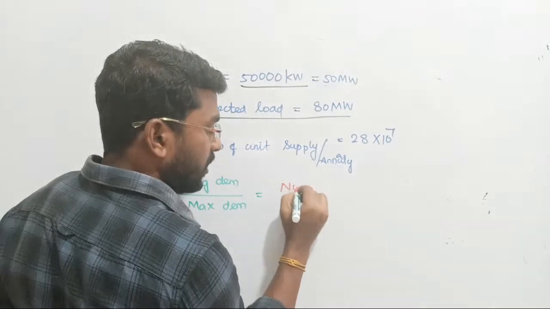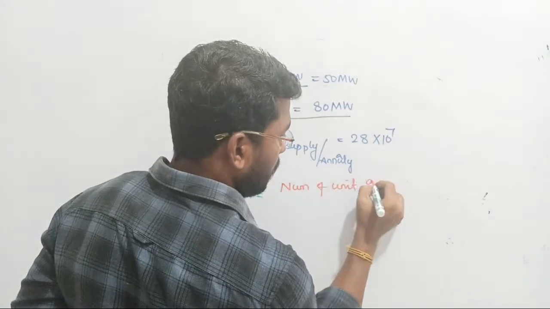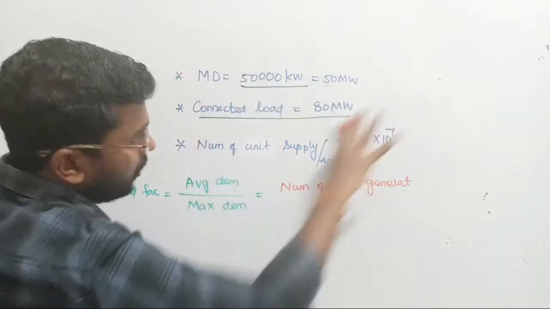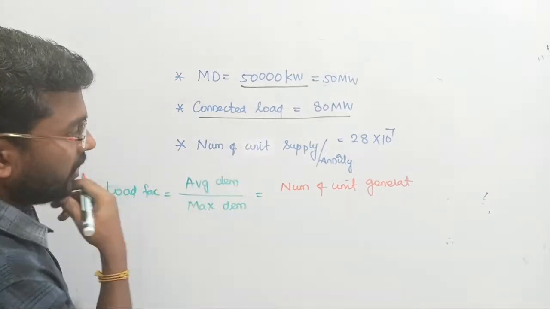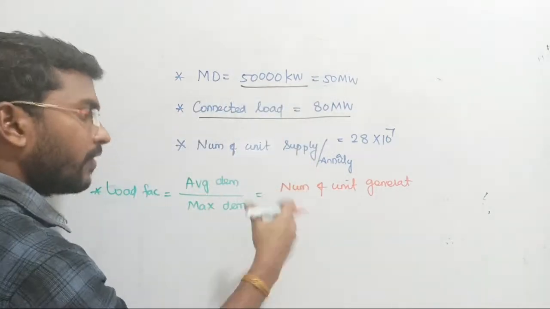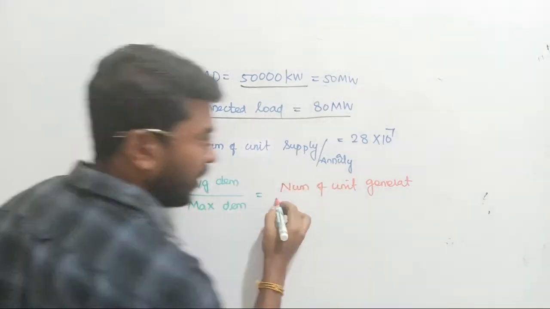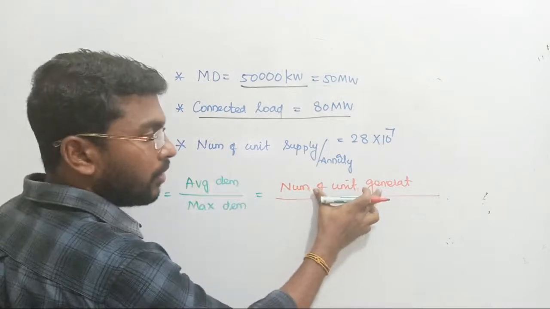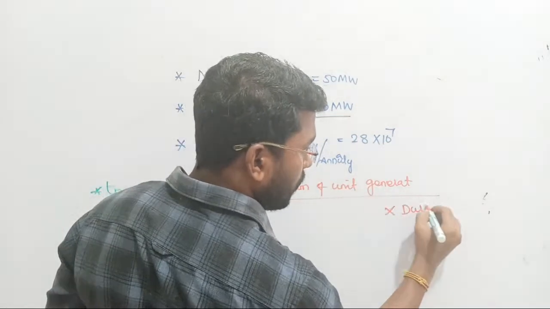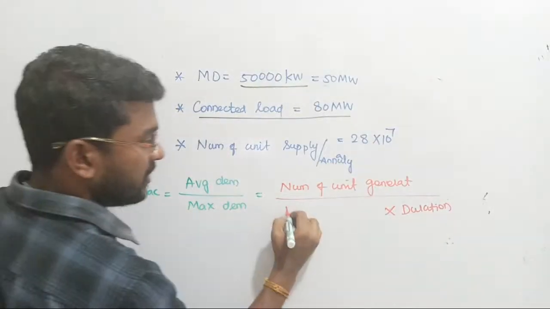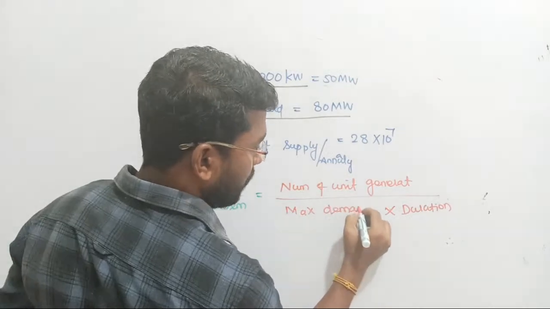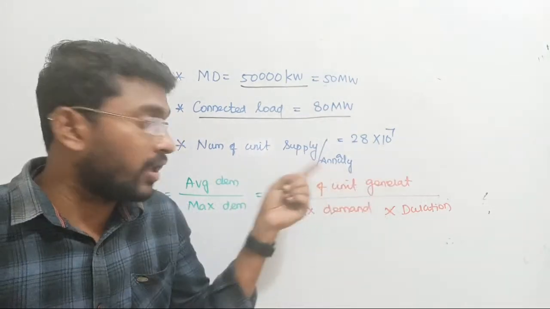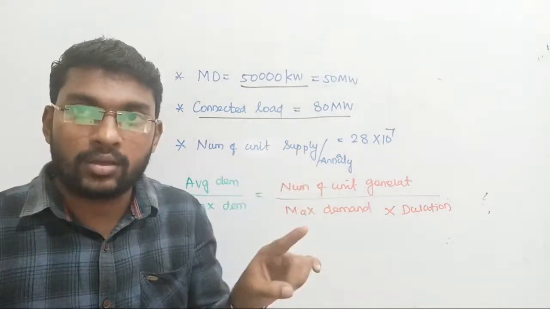Clearly observe the question. Do you have average demand here? Now we solve it. In the formula, I have written this in an alternative way: average demand can be replaced by the number of units generated divided by the total number of hours we are considering, the duration, with maximum demand in the denominator. Guys, listen. One thing you have to understand clearly. When talking about the number of units generated, it will be clearly specified whether they are doing it for a year, for a month, or for a day.